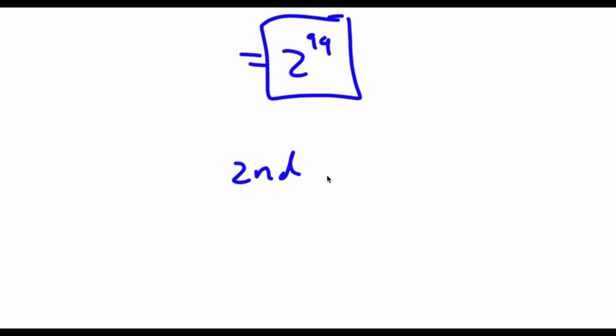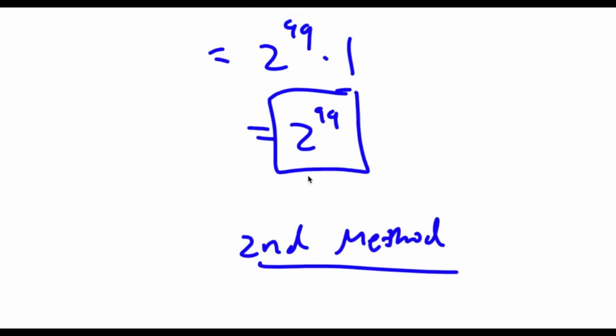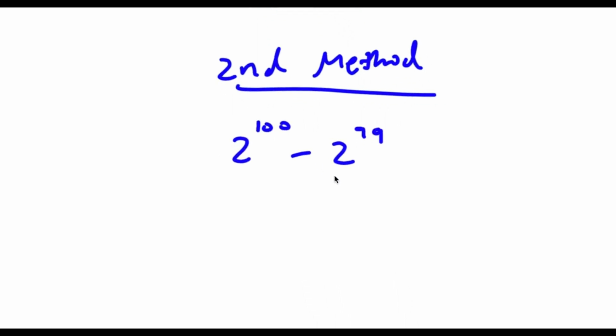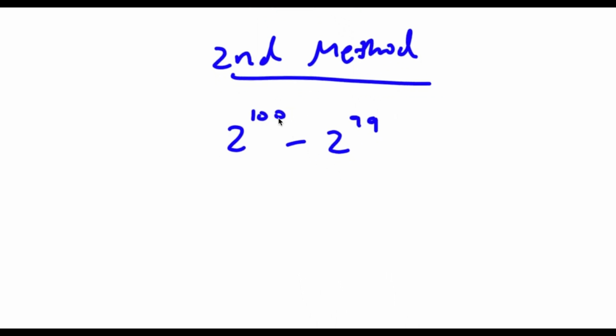Now, I actually have a second method to solving this problem. So the second method, first start off with 2 to the power of 100 minus 2 to the power of 99. Now, instead of rewriting 100 as 99 plus 1, I'm going to rewrite 99 as 100 minus 1. So now I have 2 to the power of 100 minus 2 to the power of 100 minus 1.